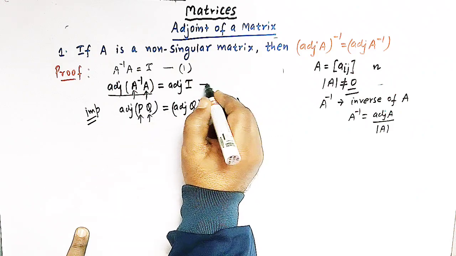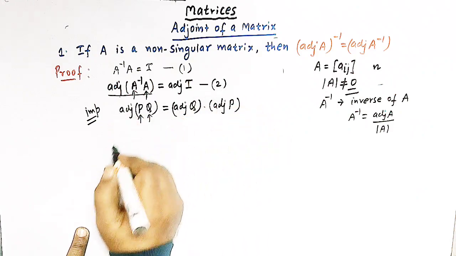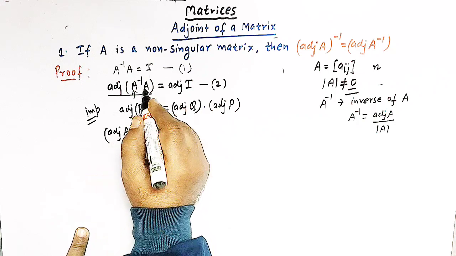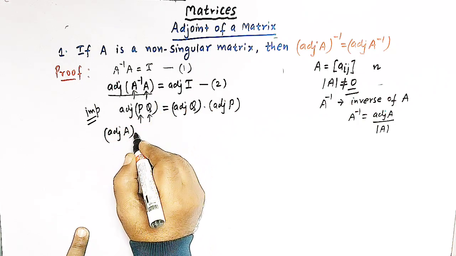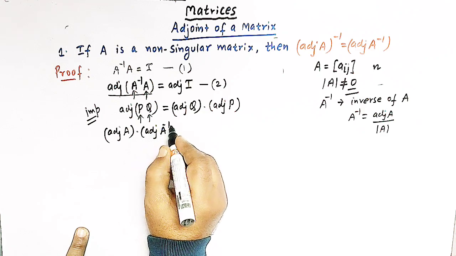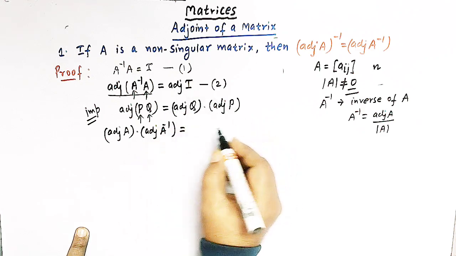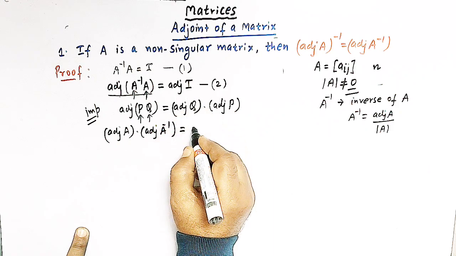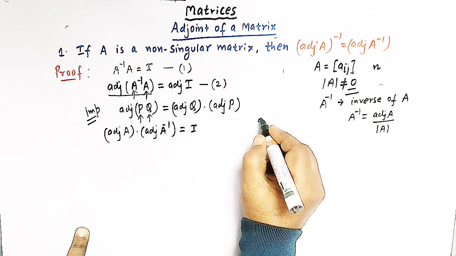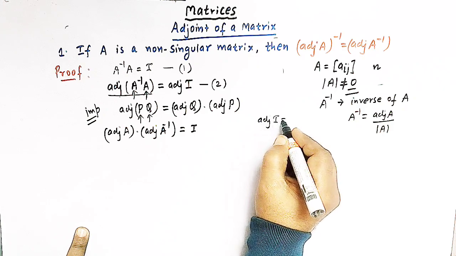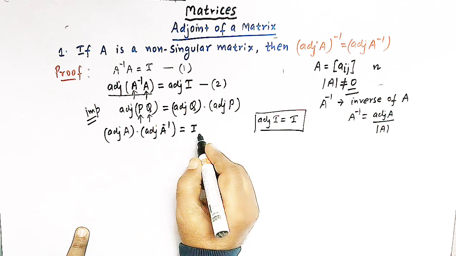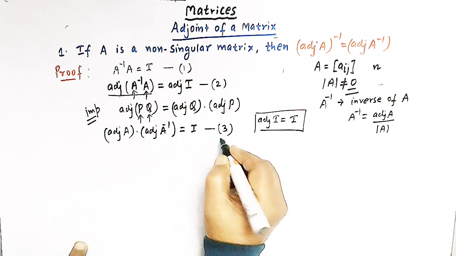So now this equation can be written as: first we write the adjoint of A multiplied with the adjoint of A inverse, and the adjoint of the identity matrix is the identity matrix itself. So the adjoint of I is equal to I. So now we have this equation.